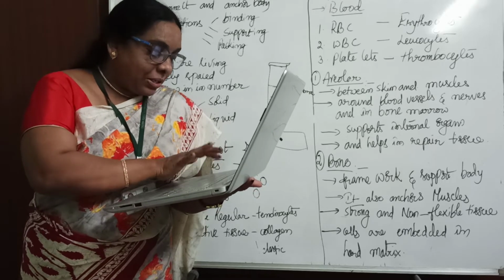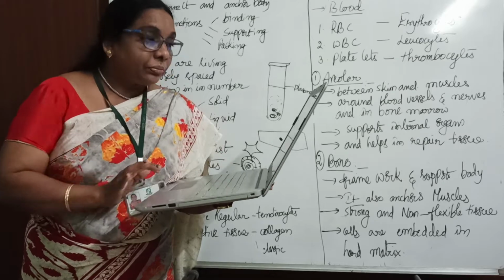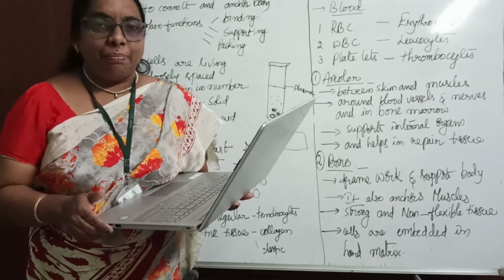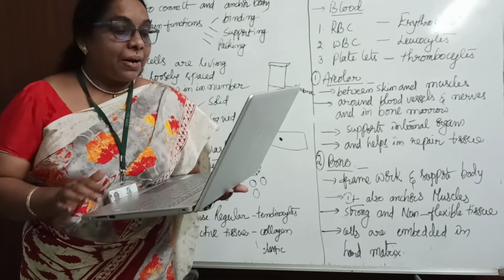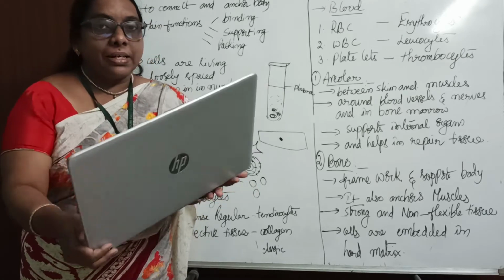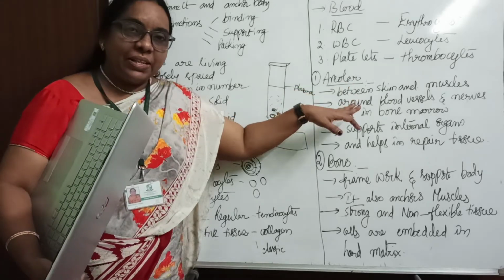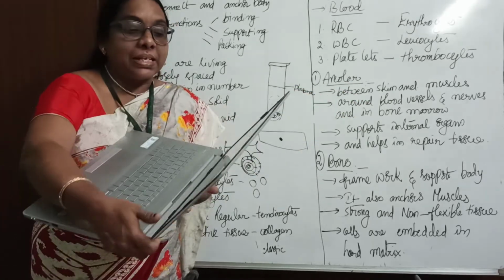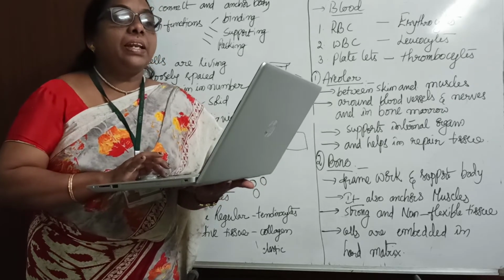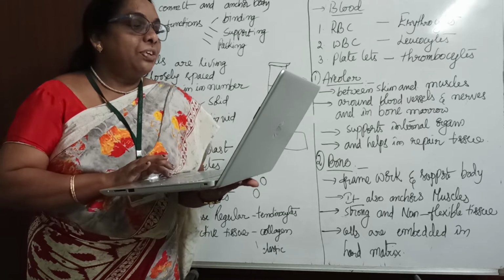What are the cells present in this areolar tissue? The cells are called fibroblasts. The next point is that the intercellular spaces are loosely packed. Where is it present? In between the skin and muscles. Let me show the picture, you will get an idea now. In between the skin and the muscles, we see this areolar connective tissue.